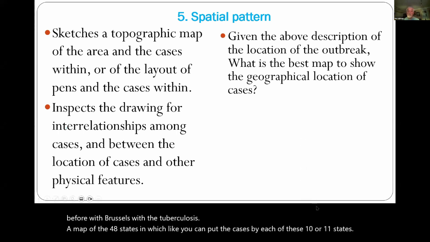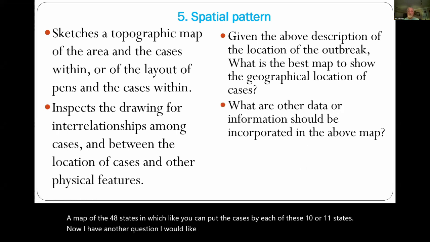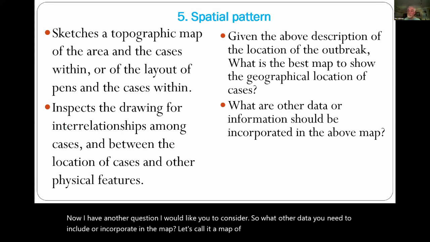Now, I have another question I would like you to consider. What other data do you need to include or incorporate in the map? Let's call it a map of the 48 states, okay?